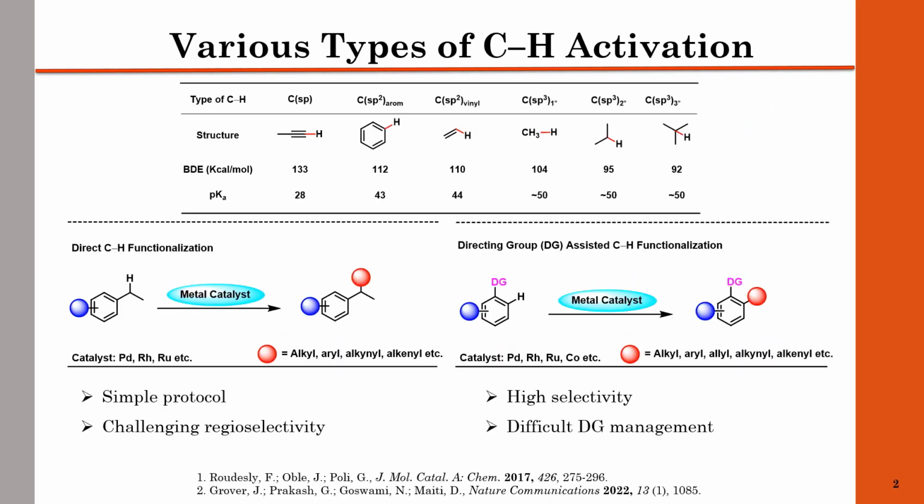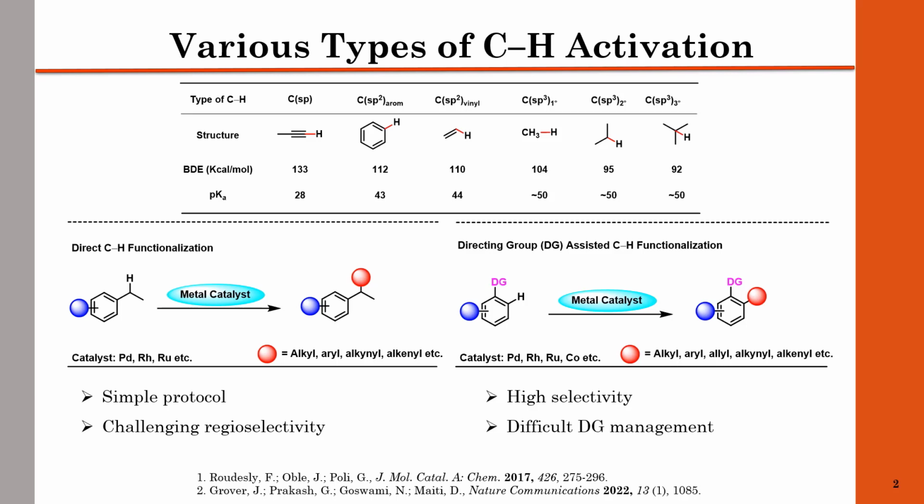With that, when we talk about CH activation, bond dissociation energy and also pKa values are very important. When we consider radical CH functionalization, bond dissociation energy is worth considering. But when we talk about transition metal catalyzed CH functionalization, we have to consider the pKa values. pKa means the acidity of the CH bond.